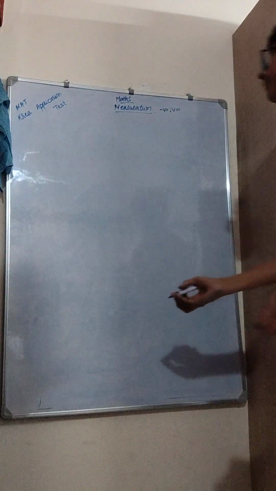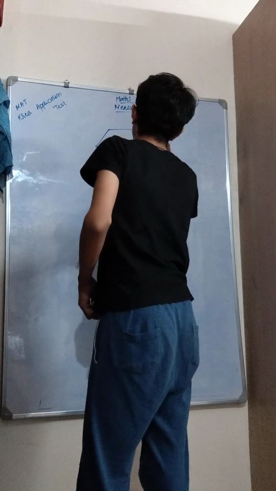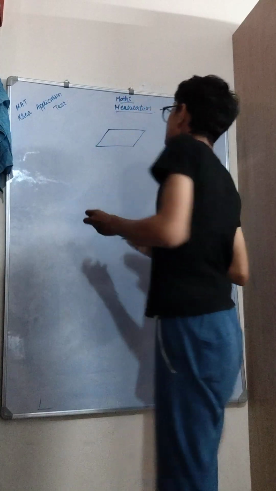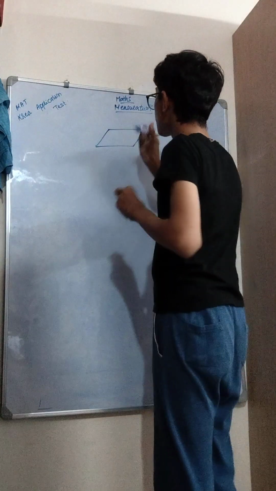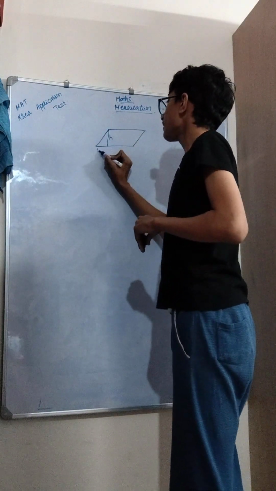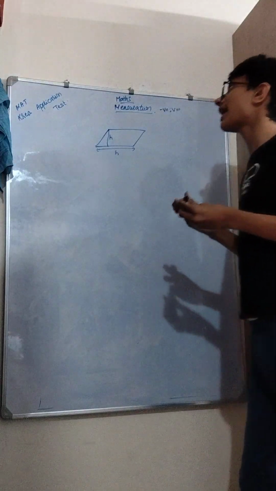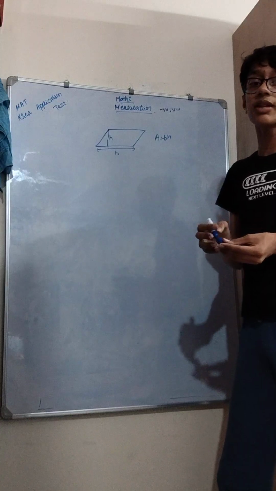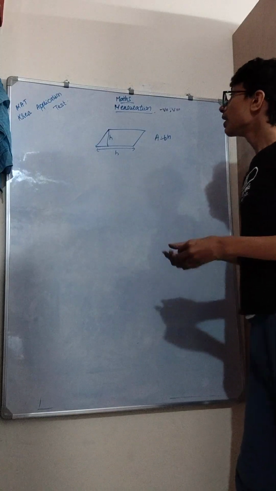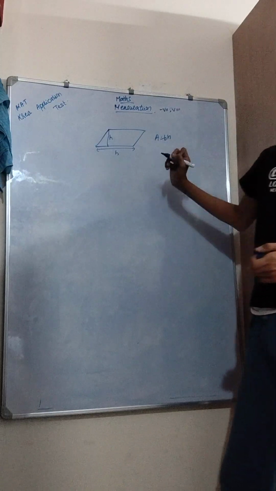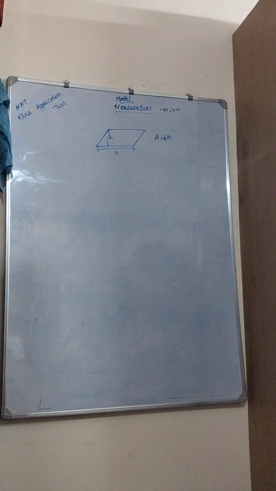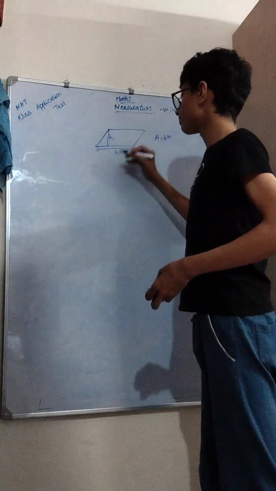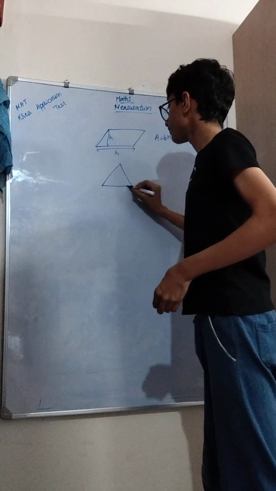Now we are learning the parallelogram. For a parallelogram, this is considered the height, and this is considered the base. The height is also called the altitude of a parallelogram. The area of a parallelogram is B into H. Then the perimeter is basically just the sum of all sides. I think I don't need to tell that. And this is it about the parallelogram.